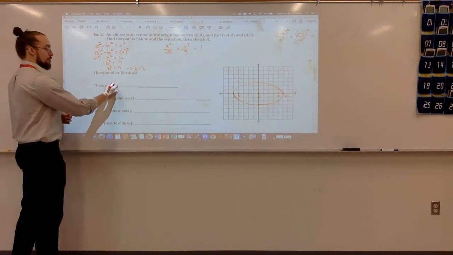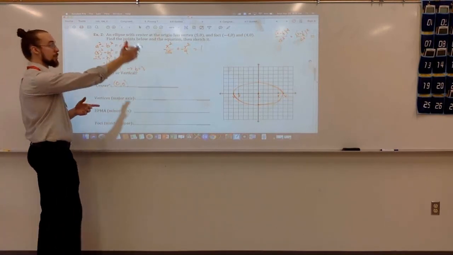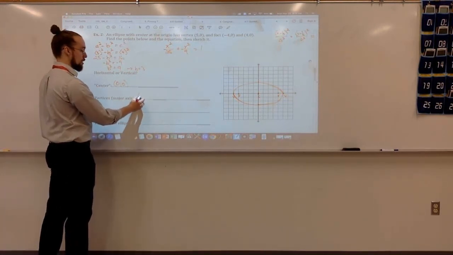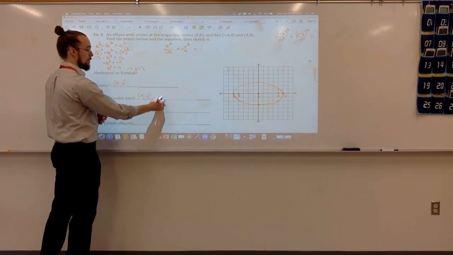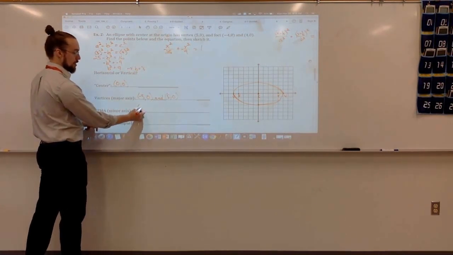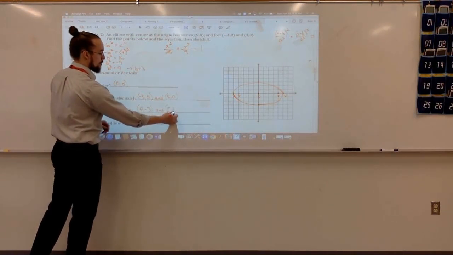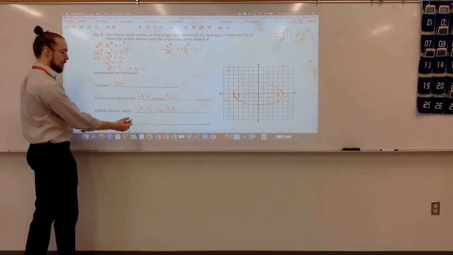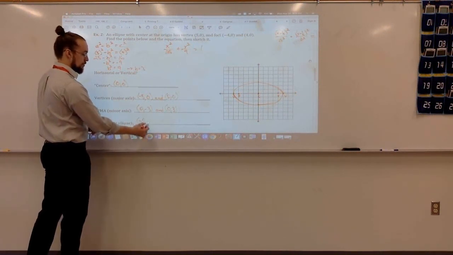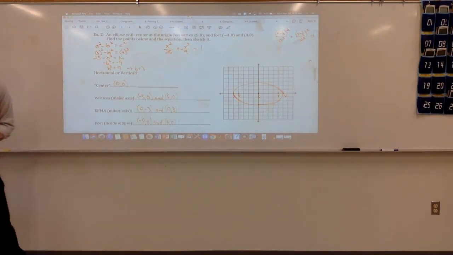So then to answer all these questions, center is at 0, 0. The vertices, which are the endpoints of the major axis, they already gave those, right? So negative 5, 0, and 5, 0. Endpoints of the minor axis would be 0, negative 3, and 0, positive 3. And then the foci, they already gave us those as well. Negative 4, 0, and 4, 0. Questions?